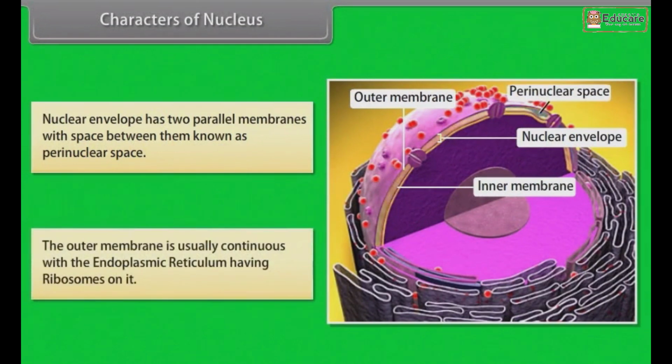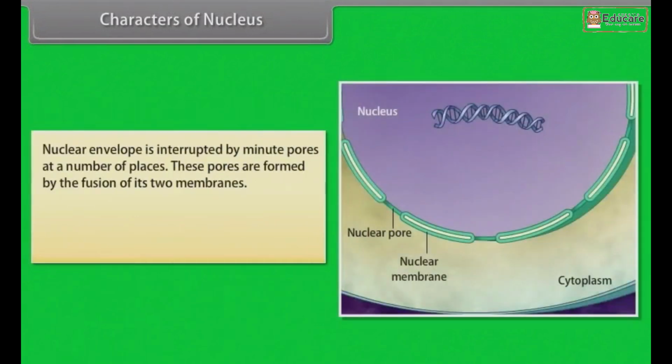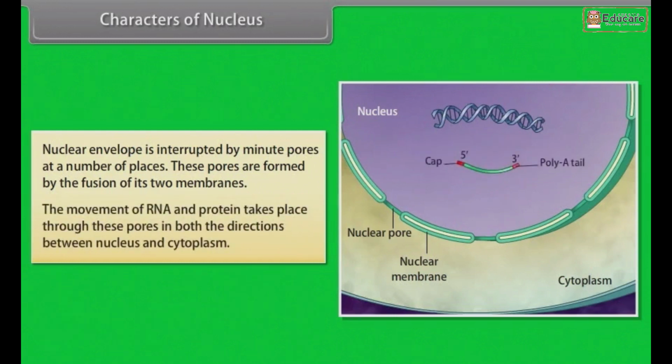Nuclear envelope has 2 parallel membranes with a space between them known as perinuclear space. The outer membrane is usually continuous with the endoplasmic reticulum, having ribosomes on it. Nuclear envelope is interrupted by minute pores at a number of places. These pores are formed by the fusion of its two membranes. The movement of RNA and protein takes place through these pores in both directions between nucleus and the cytoplasm.